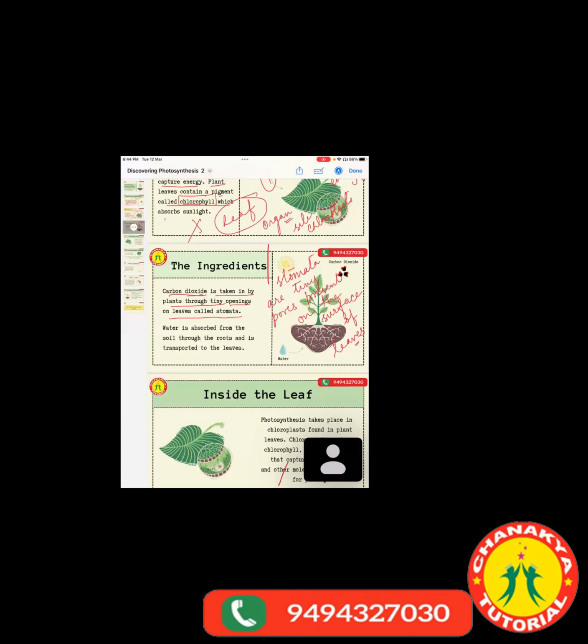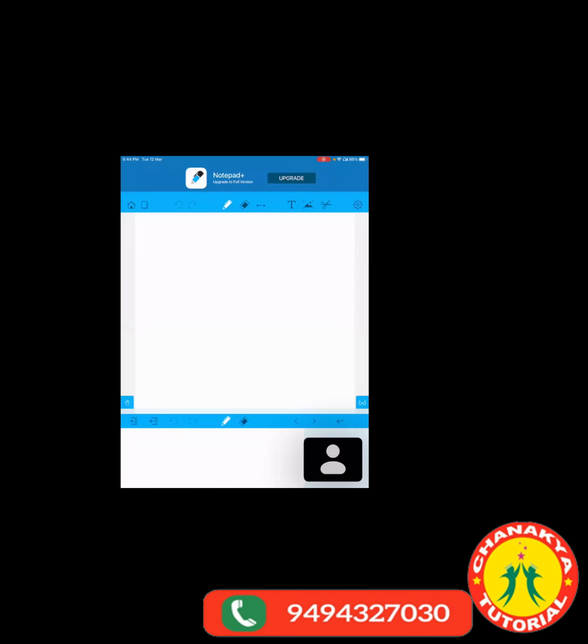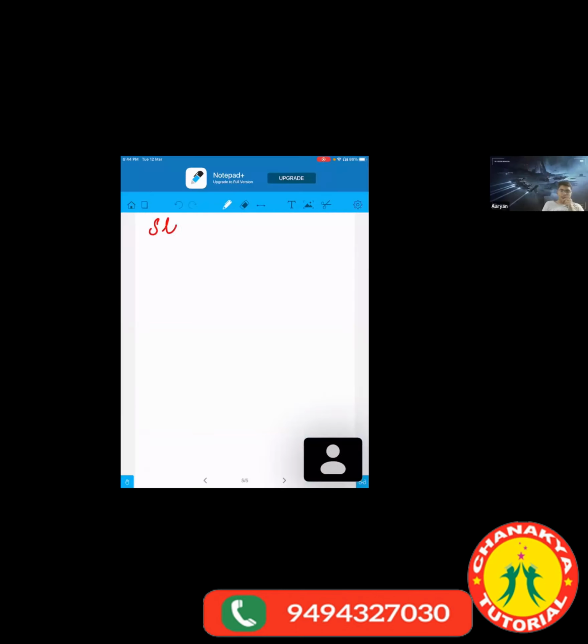Carbon dioxide is taken in by the plants through the opening called the stomata. Have you ever heard the word stomata? Those are the tiny pores on the leaves. Very good.